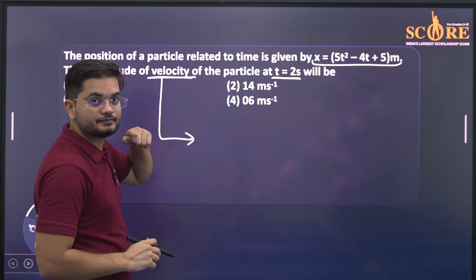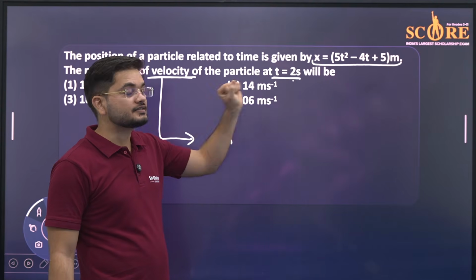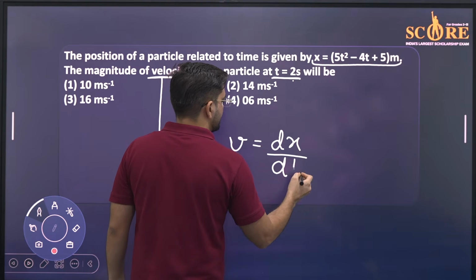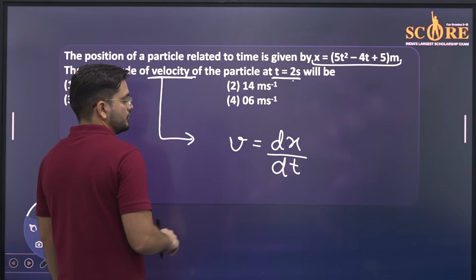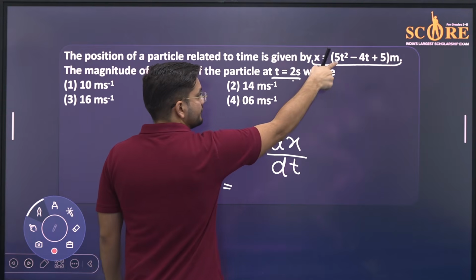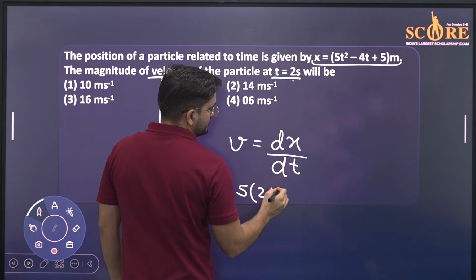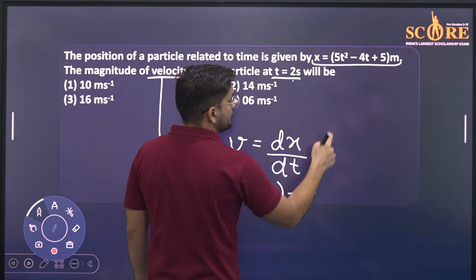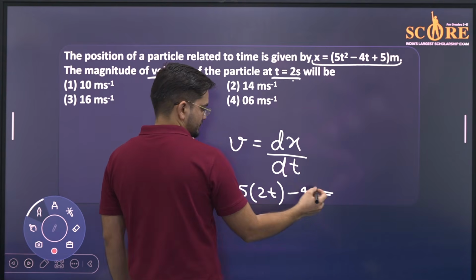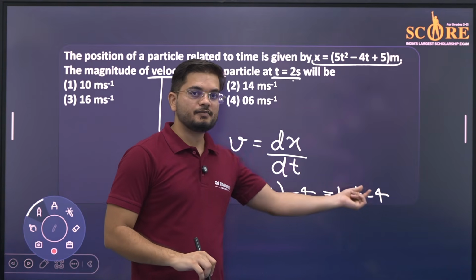First of all, what is the velocity? And which velocity? Velocity at t equal to 2 seconds. So the velocity is instantaneous velocity. What is the formula of instantaneous velocity? Instantaneous velocity is dx by dt. So if we differentiate x with respect to time t, what will be the result? The differentiation of 5t square is 10t, minus 4, differentiation of t will be 1, and differentiation of 5 will be 0. So velocity is 10t minus 4.